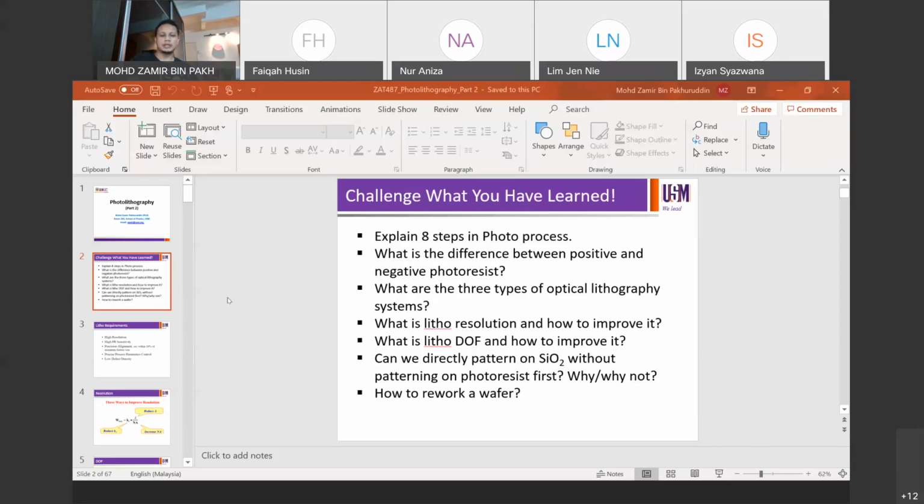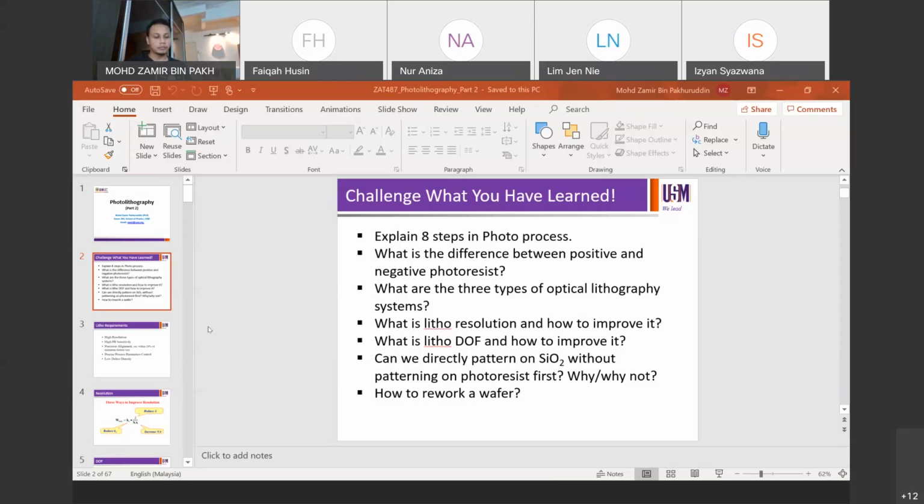So how do we improve it? Do you want to go lower R or higher R? Lower R, right? So lower R, k lambda over NA. The numerator should be low and the denominator should be high in order to reduce R. k has to be low, lambda has to be low, and NA has to be high in order to get low R.